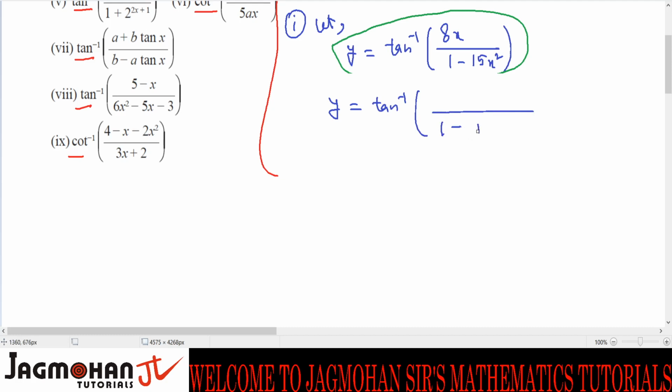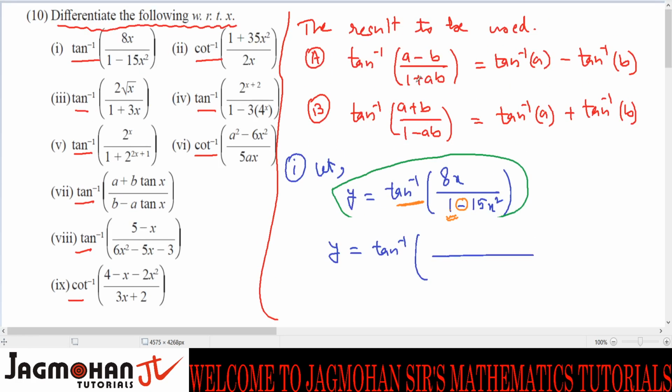Why am I writing the denominator first? See, students, in the denominator, it is very important that you notice the denominator. In the denominator, what you will notice is you got 1 in the beginning and then you have a negative sign. Now the moment I see tan inverse and I see 1 here, I understand that I can use these results.